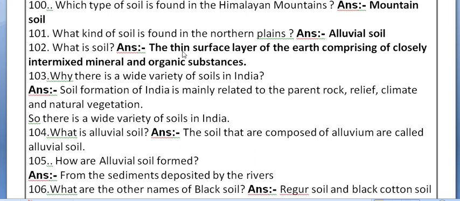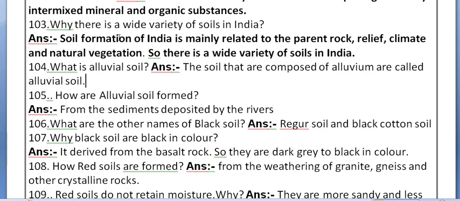What is soil? The thin surface layer of the earth comprising closely intermixed mineral and organic substances. Why is there a wide variety of soils in India? Soil formation in India is mainly related to parent rock, relief, climate and natural vegetation. So there is a wide variety of soils in India.